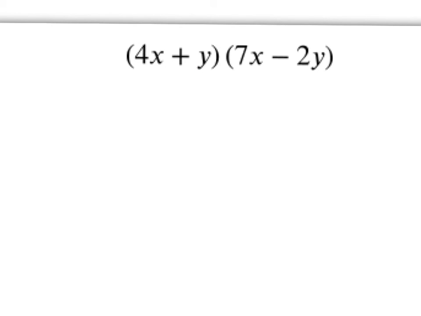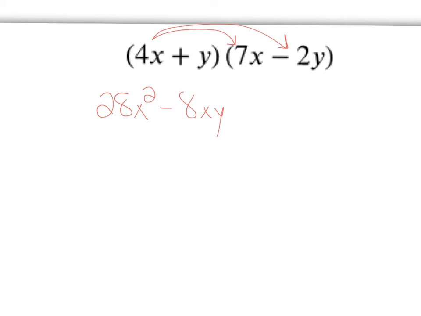All right, one more. Notice this one has x's and y's. This sometimes messes people up. It's not a big deal. Just make sure you write everything in the same order and make sure you pay attention to what you're multiplying by. So I'm going to distribute the 4x first. 4x times 7x is 28x squared. 4x times a negative 2y is going to be negative 8xy.